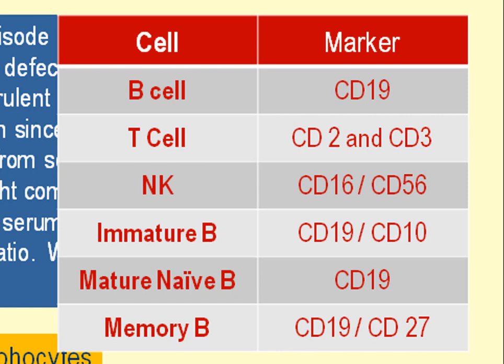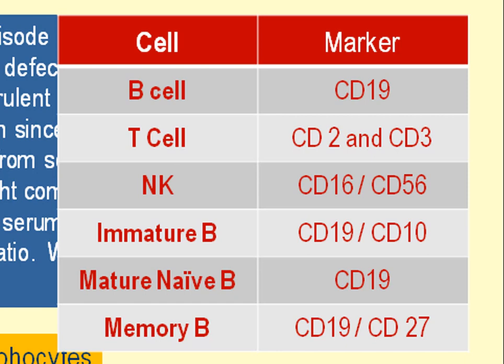All B cells have CD19. All T cells have CD3 and CD2 markers. Natural killers have CD16 and CD56. Immature B cells, in addition to CD19, have CD10. Mature naive B cells, in the lymph nodes, have CD19. Memory B cells have CD19 and CD27.